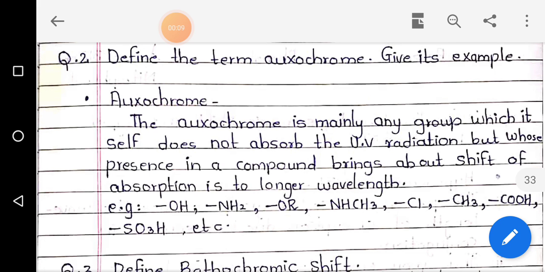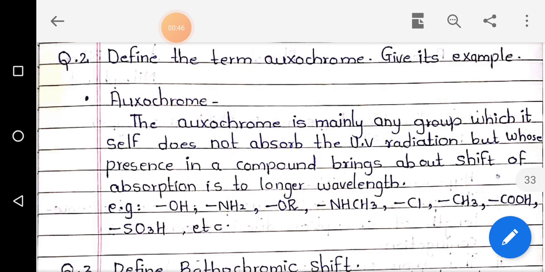Today's topic is the oxochromes. We are all aware of the terms oxochrome and chromophores. In the last lecture, we studied the chromophores in detail, and I gave the idea about which groups are called chromophores and which groups are called oxochromes. Now, in today's topic, we are focusing on the oxochromes.